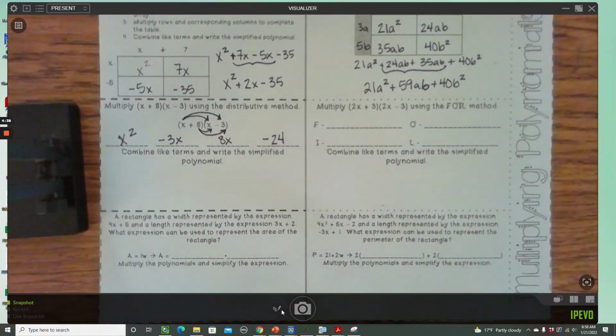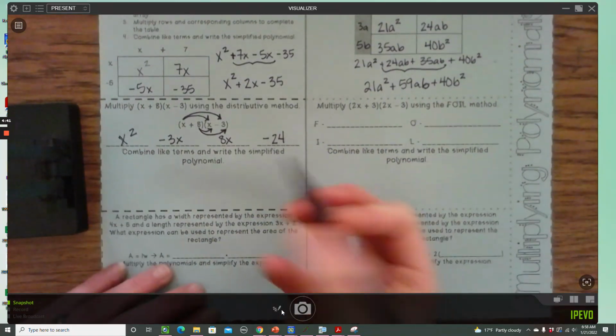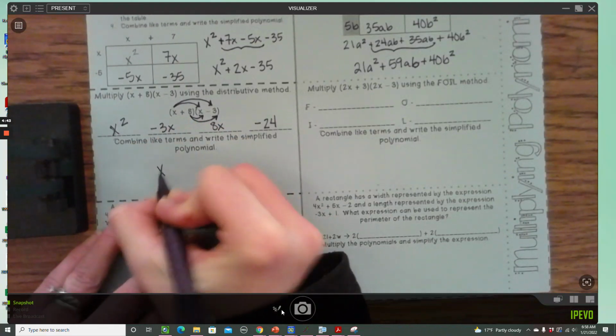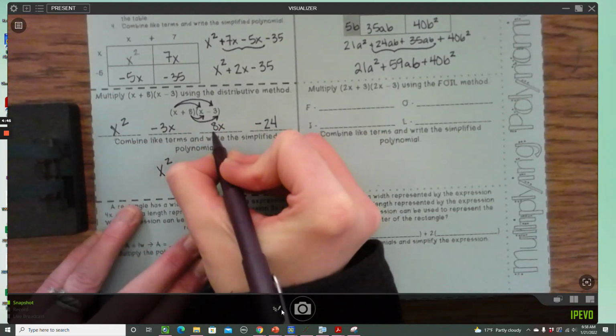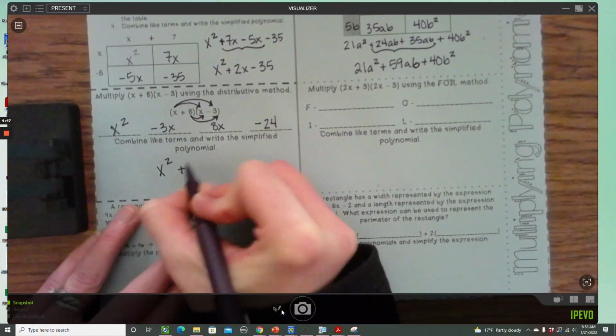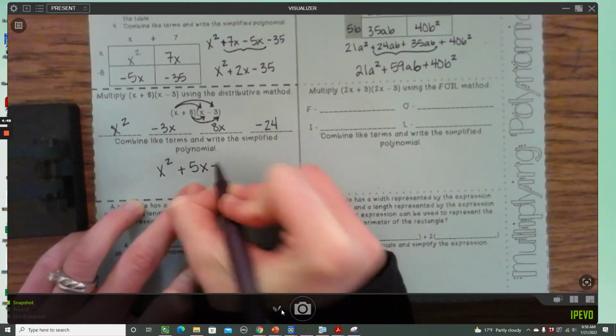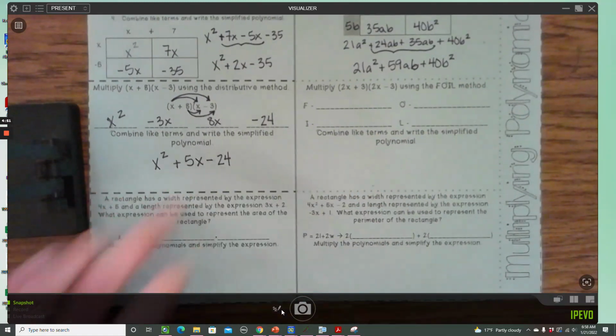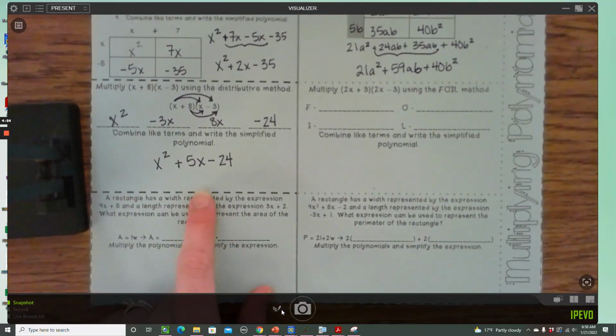So you're just multiplying all the pieces together. And then we combine the like terms. So we have x squared, and then negative 3x and 8x combine to form 5x minus 24. So again, that's another quadratic for us.